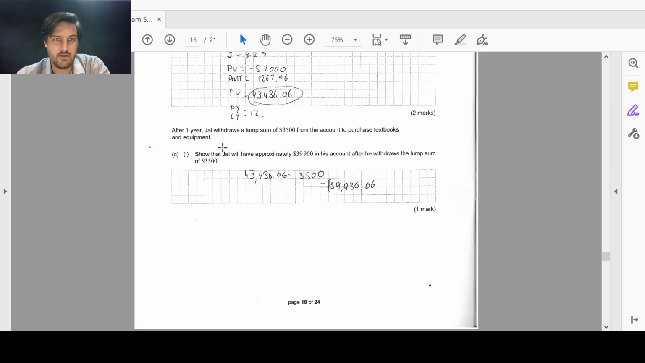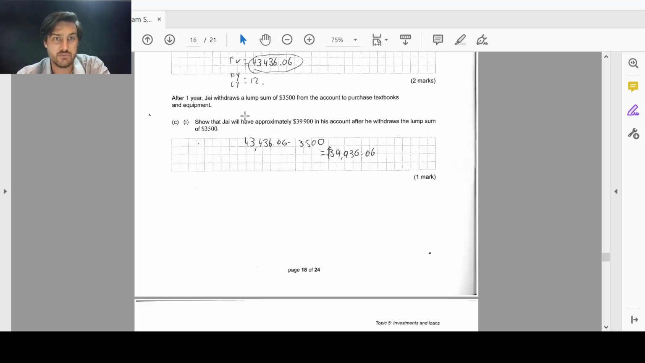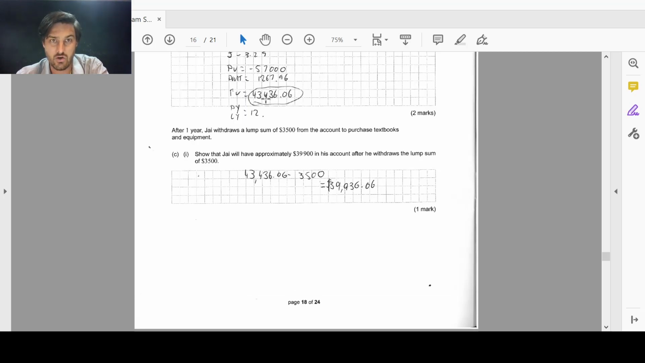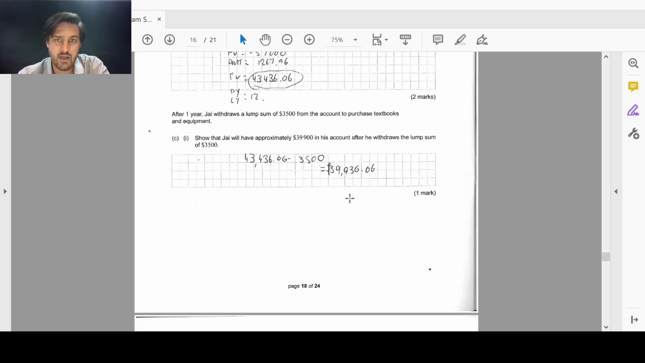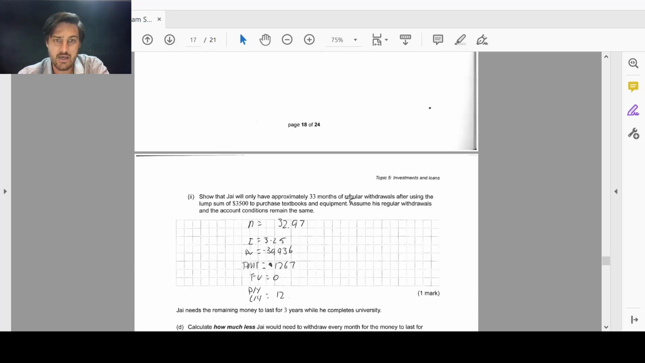This is where it gets tough with this investment stuff. After 1 year, he withdraws a lump sum. So we've got how much he's got after 1 year, 43,436.06. He withdraws 3,500. So what he's got, take away the 3,500, he's got 39,936.06 left at that point once he's taken that out.